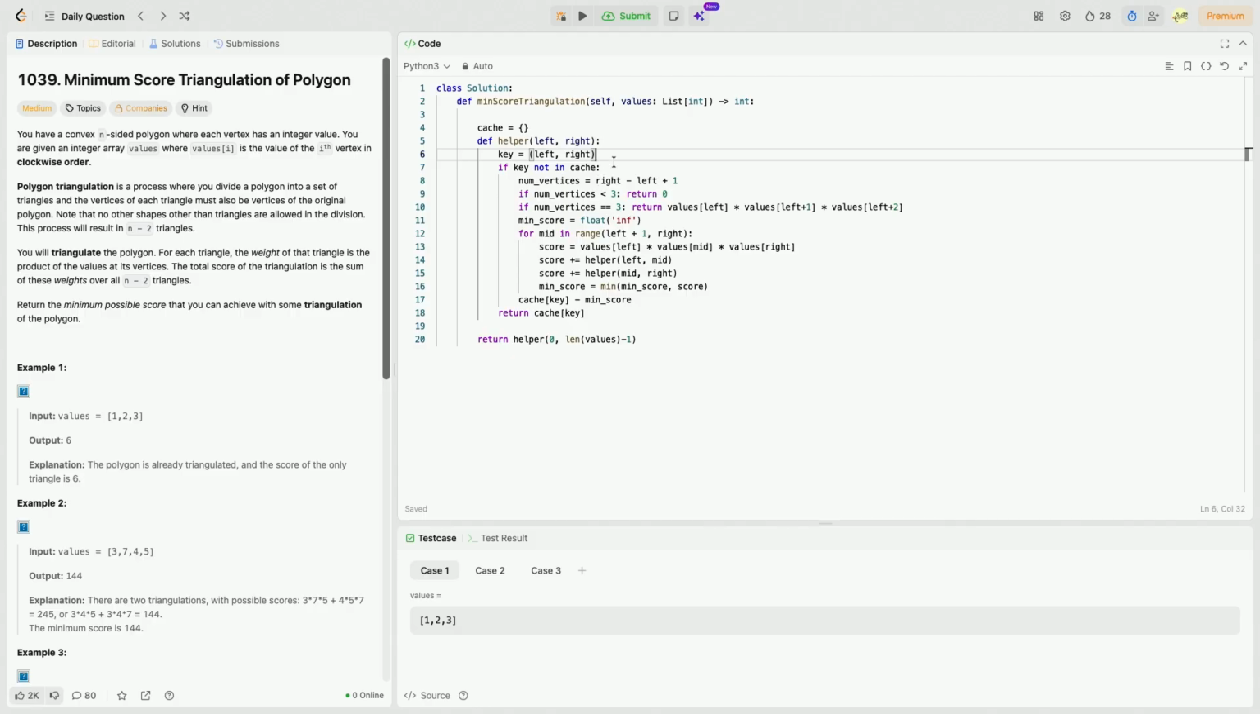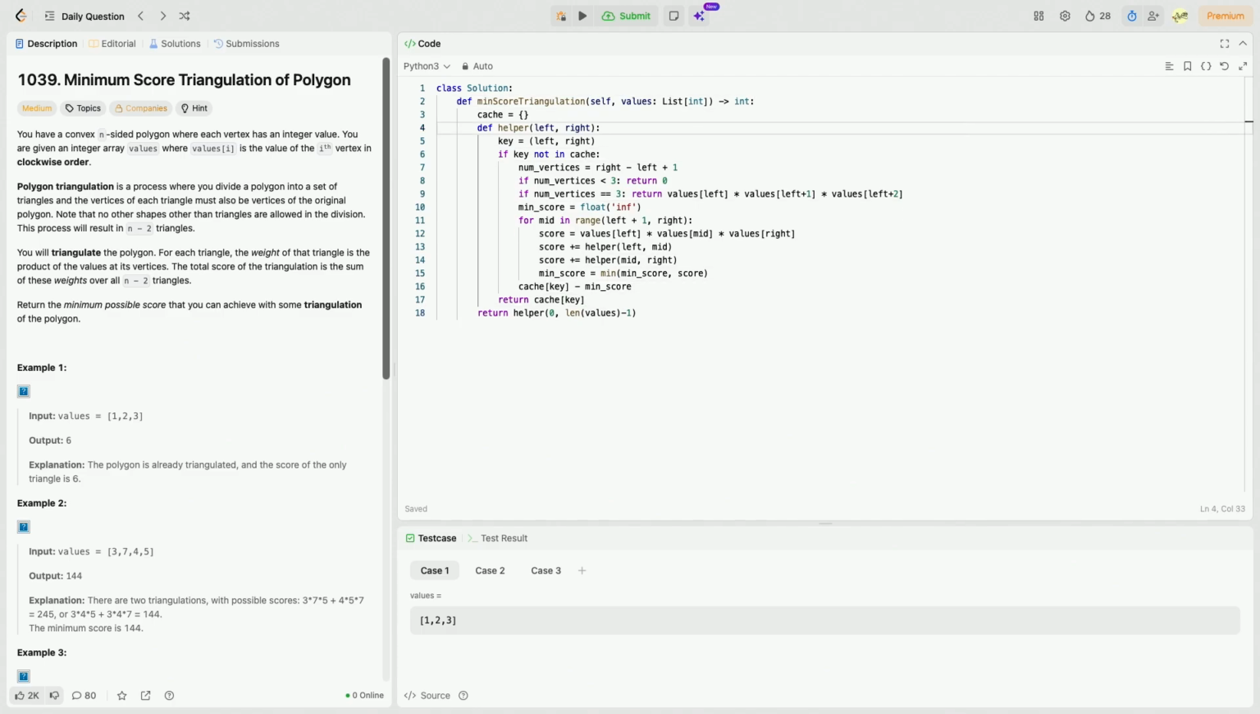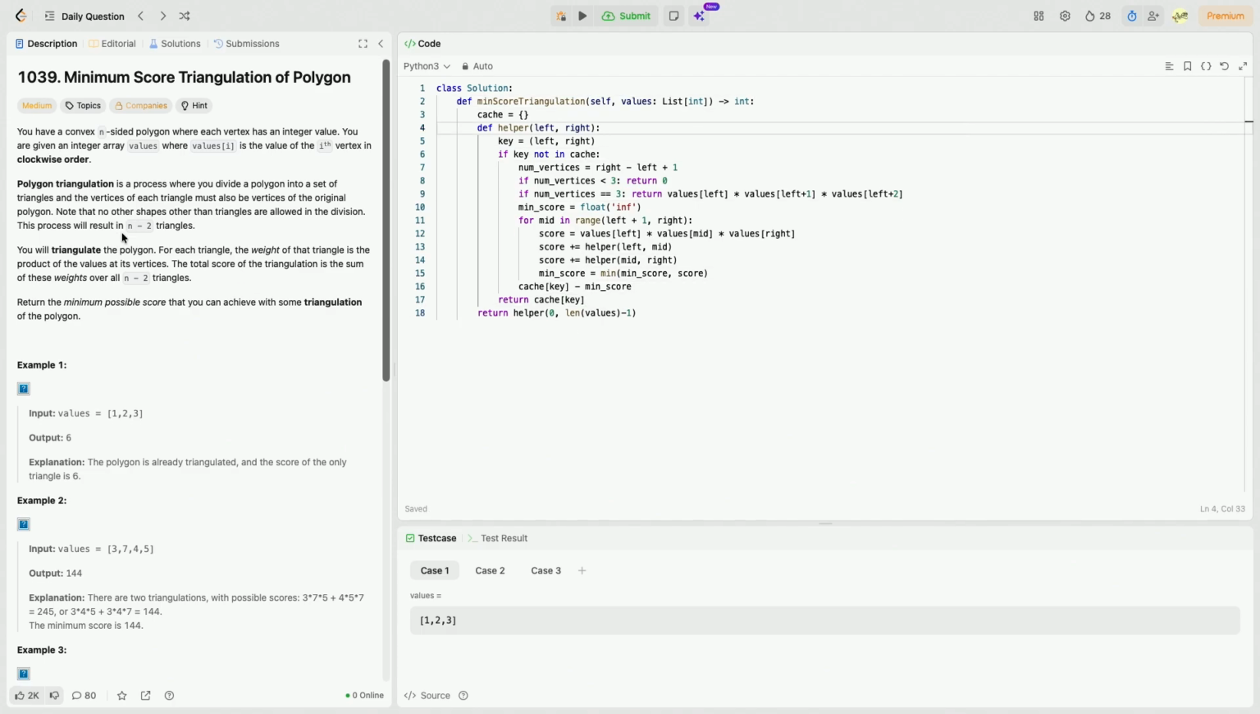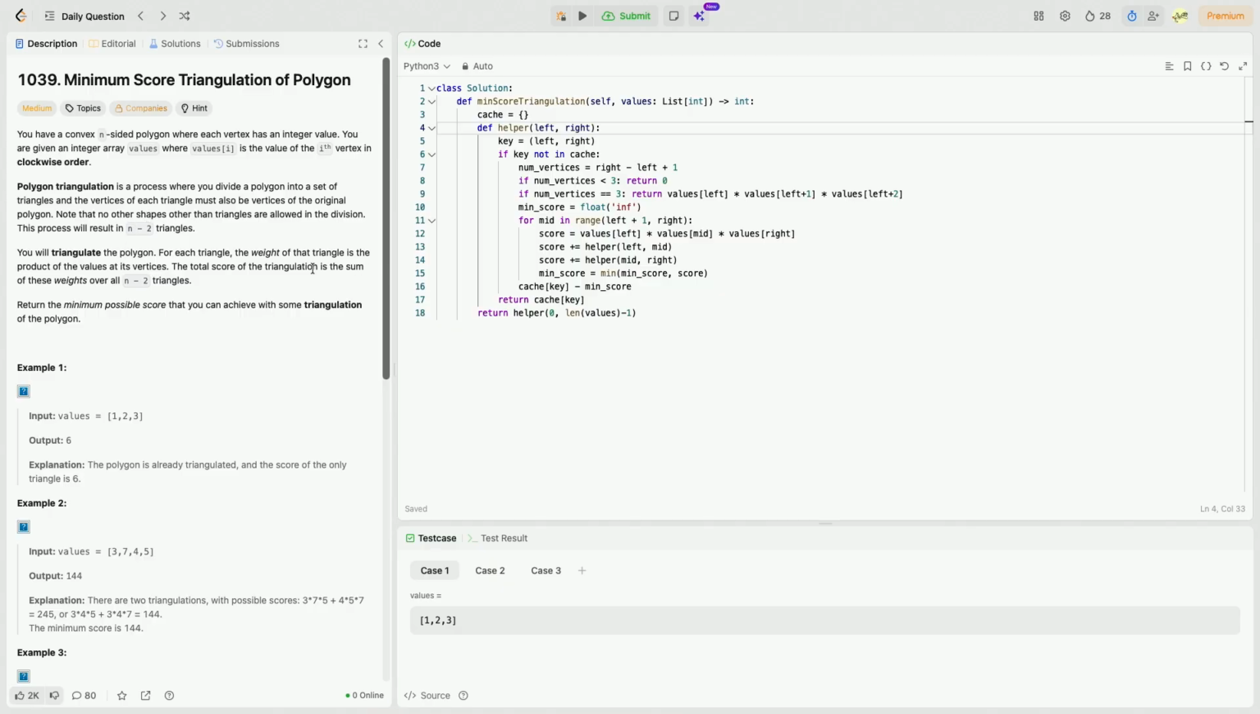Let me think about this. Yes, because we are computing the minimum possible triangulation of a polygon for this problem from left to right, it is guaranteed that when we call this again, it's not going to change its value. So I'm fairly confident that that should be it. Let's step through this example.